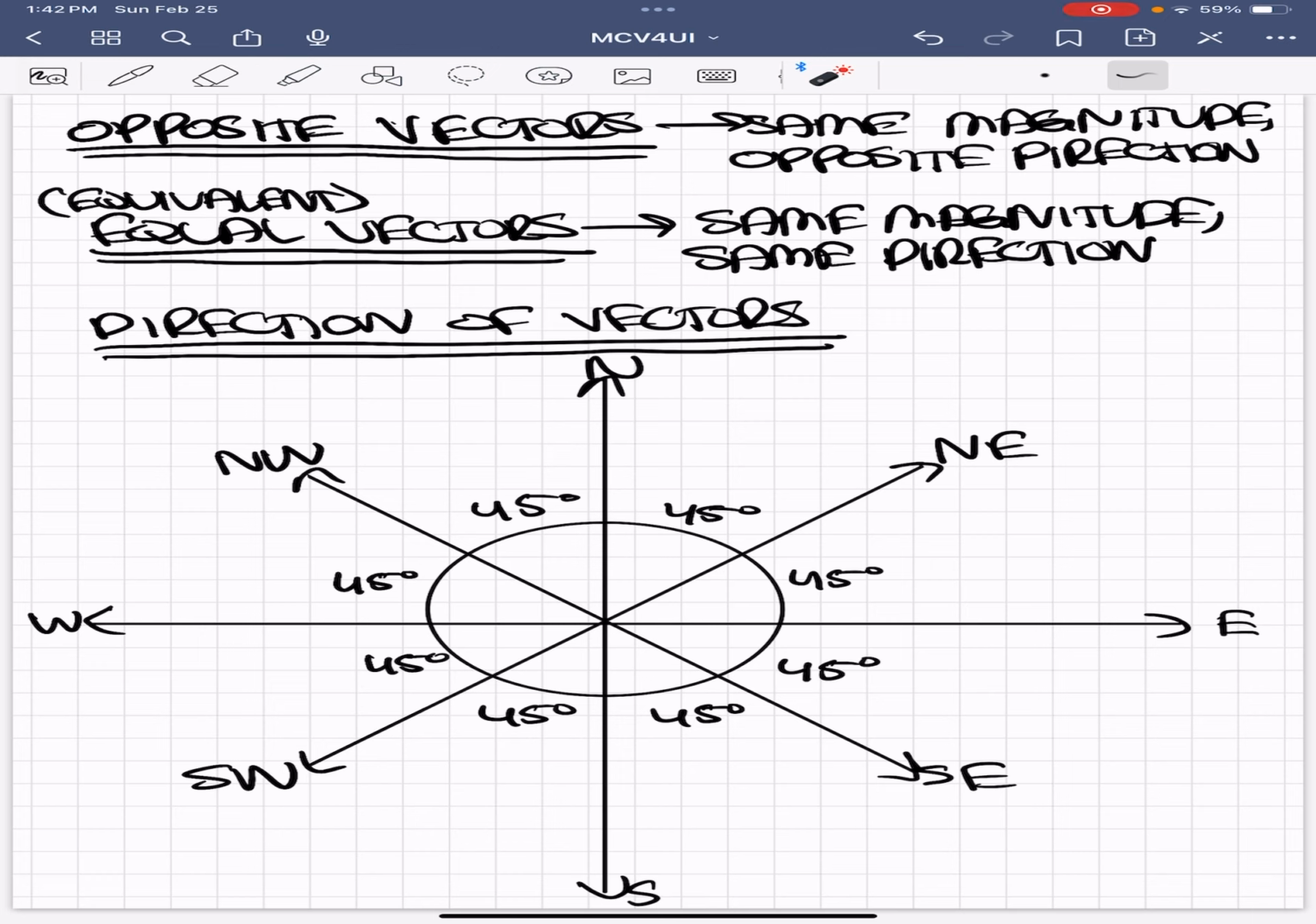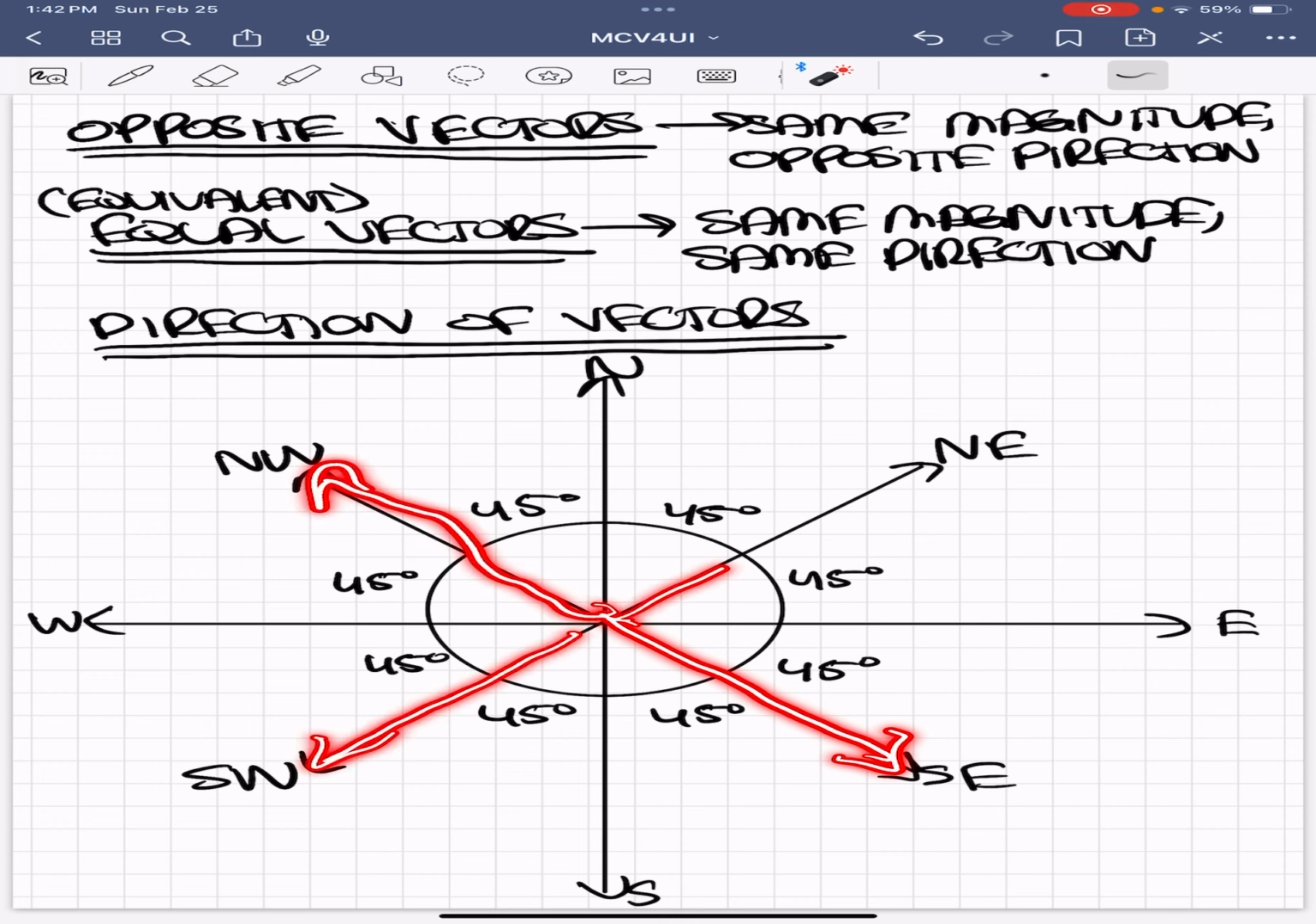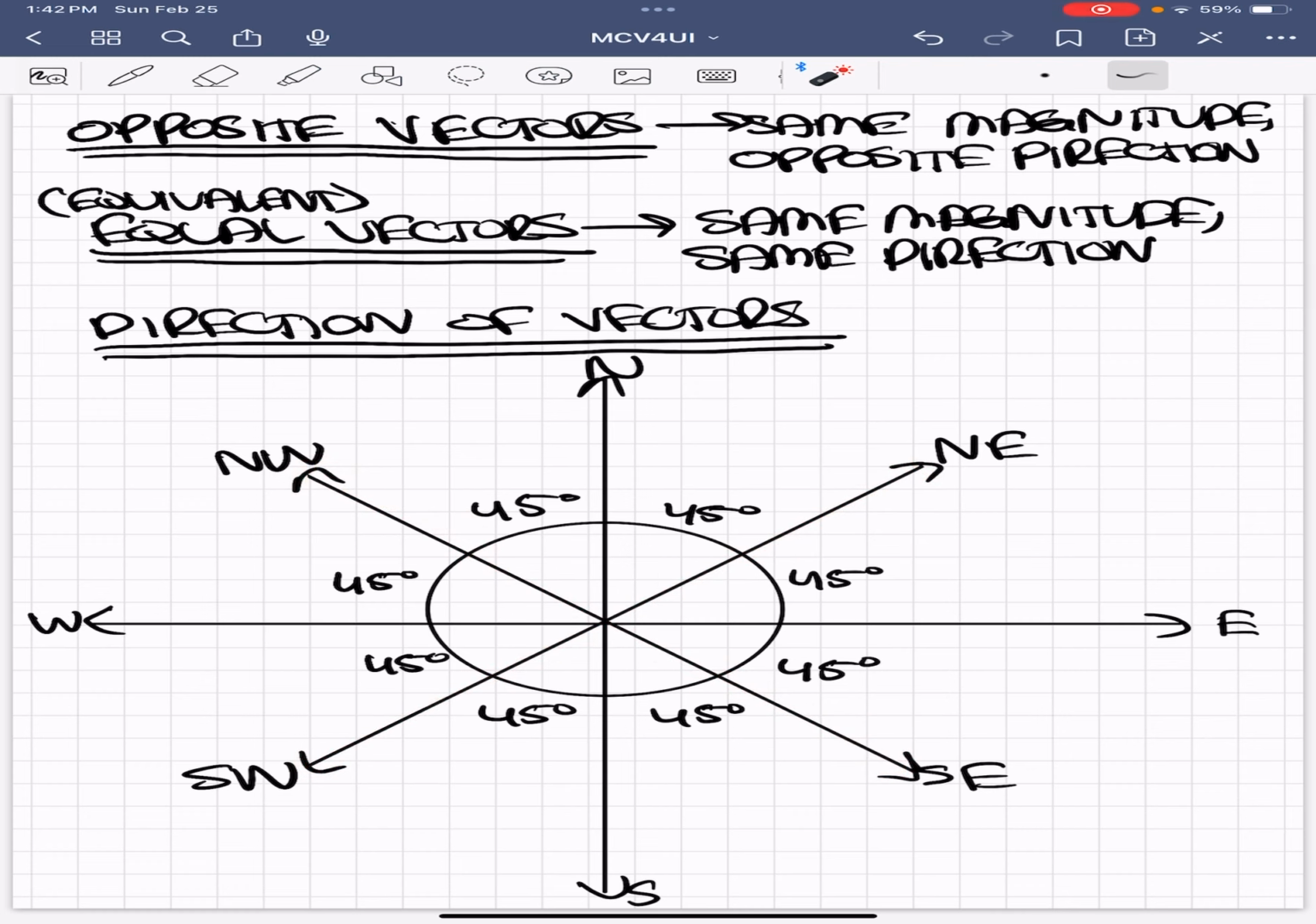Direction of vectors. So this is sort of like our compass here. We have north, east, south, and west. And then we have northeast, southeast, southwest, and northwest. So it can be pointing north. And if it's in between north and east, then it's pointing northeast. It could be pointing south, but if it's in between east and south, it would be southeast. And the same goes for southwest and northwest.